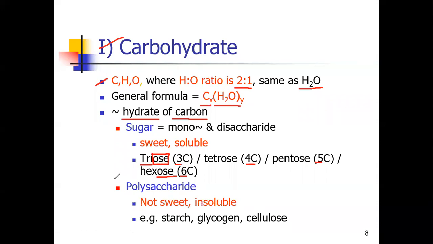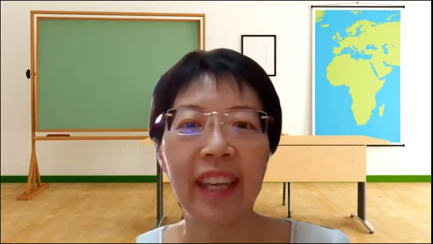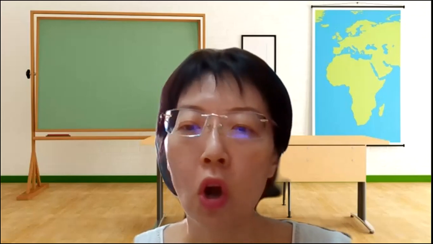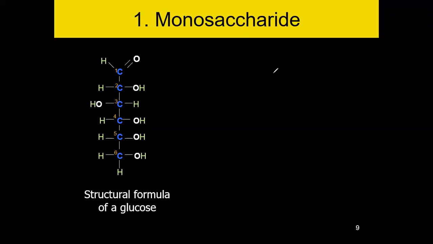Now, polysaccharides. Polysaccharides are not sweet and they are insoluble. So only sugar is soluble. Polysaccharides are not soluble. For example, starch, glycogen, and cellulose are polysaccharides. They are all not soluble. So here you're going to look at glucose as an example of the monomer of carbohydrate. We're going to learn the glucose structure as an example of monosaccharide.